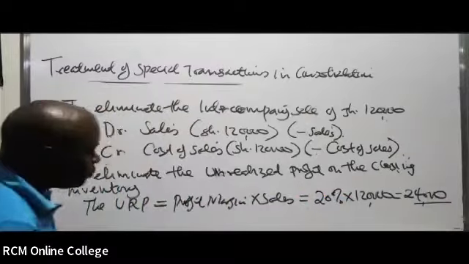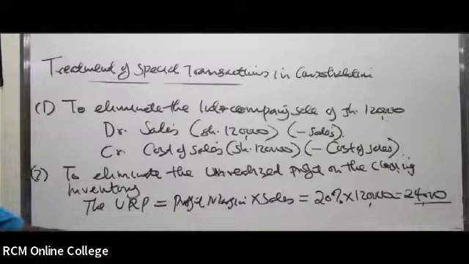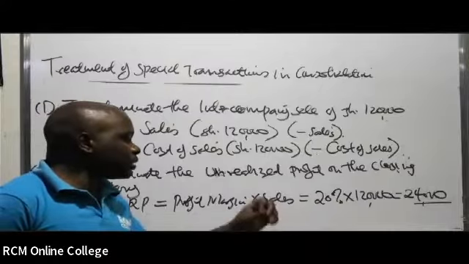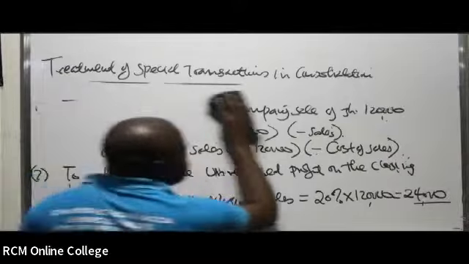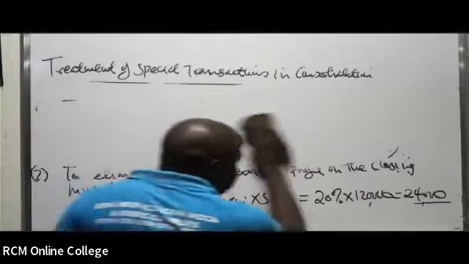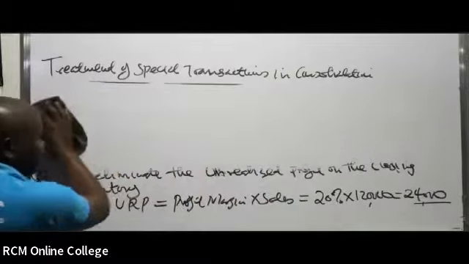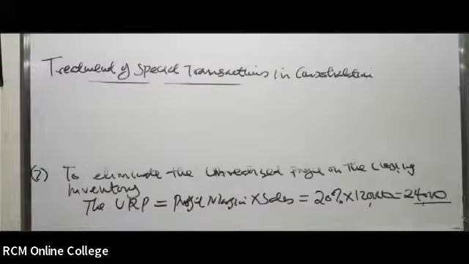So you're using the margin. The profit margin is 20%, multiplied by the sales. So in this case, we end up having to do what? You debit the cost of sales or the retained earnings. I don't know whether you'll be able to see there, so let me wrap here so that you can be able to see.